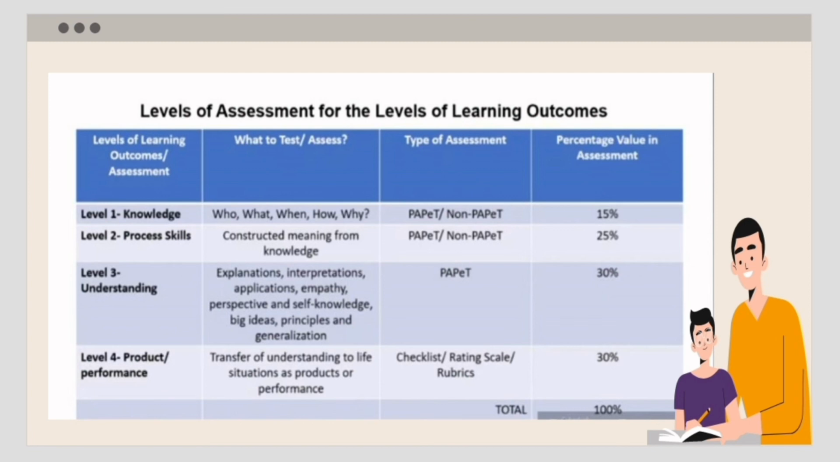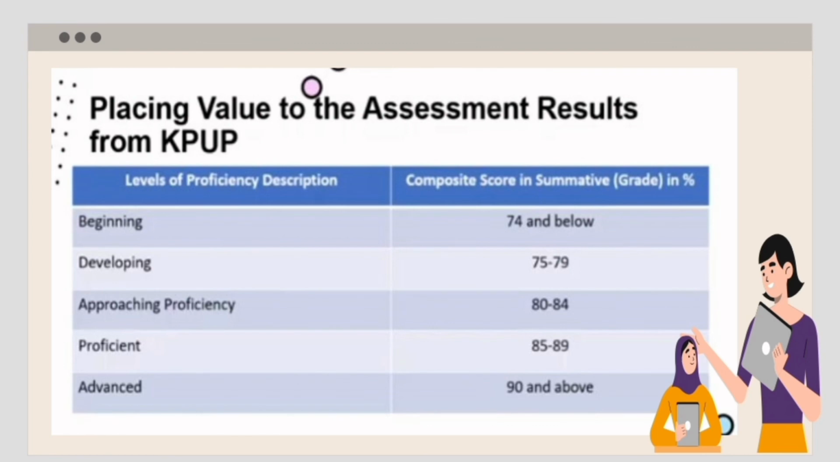The 4 levels may be employed in the formative assessment, but the result is not recorded. It will just tell how the students are progressing. On the other hand, the K-P-U-P format is required for summative assessment, which is recorded for grading. So the computed value of the 4 levels of learning outcomes assessment will be described according to the value of the composite scores of the students.